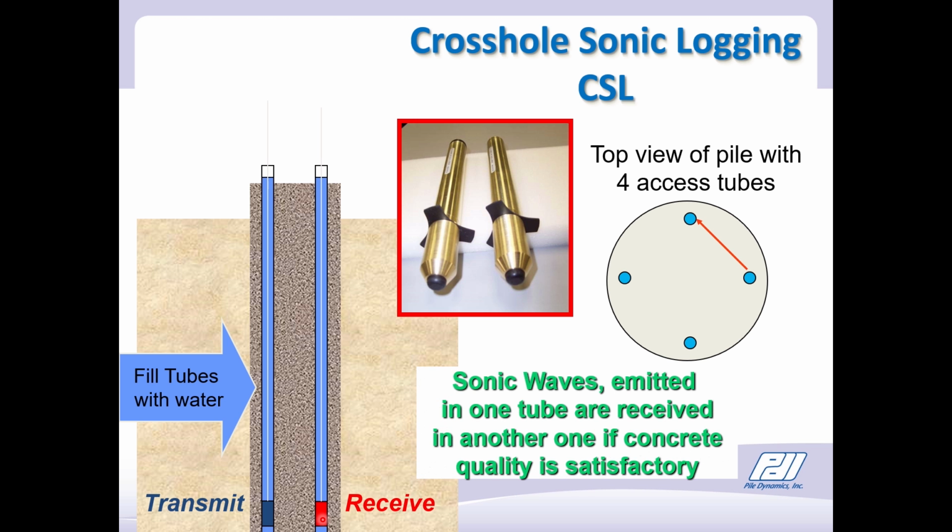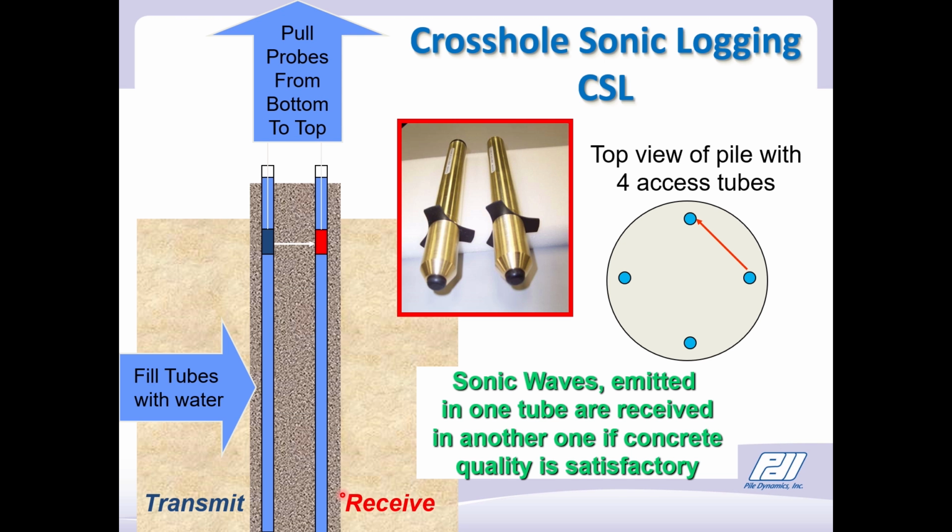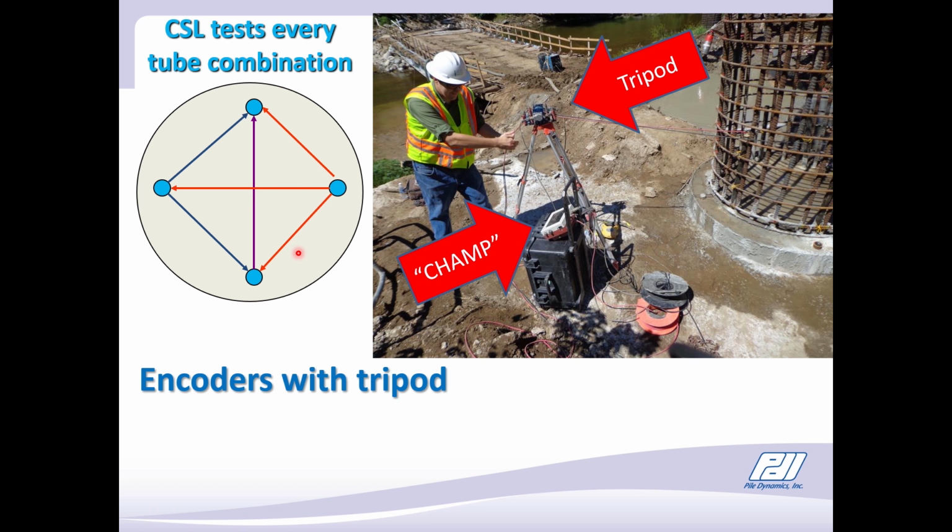We select a quadrant for the probe. So looking at a top view, we would take these two tubes and put the transmitter in one and the receiver in another. And then we can pull the transmitter and receiver from the bottom to the top, and thereby check at each location along the length of the shaft for the integrity of the pile. Once we've concluded this test, we can move the probes into all the other combinations. So for a 4-tube shaft, we have 6 different combinations that we can possibly test.